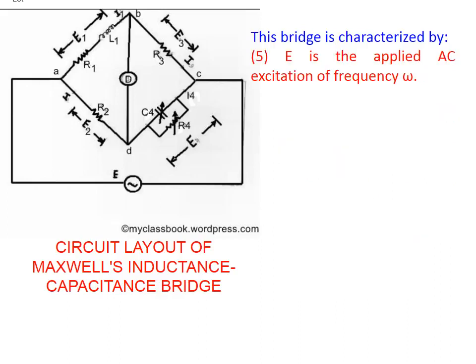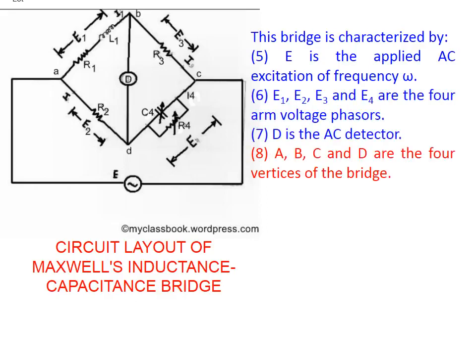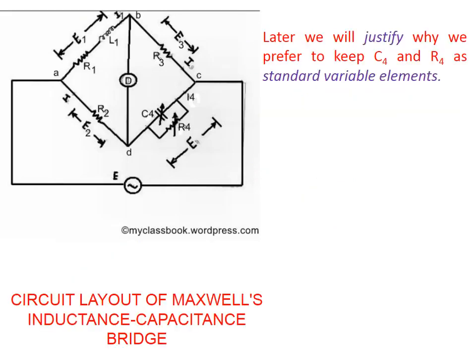E is the applied AC excitation of frequency omega. E1, E2, E3 and E4 are the 4 arm voltage phasors. D is the AC detector. A, B, C and D are the 4 vertices of the bridge. I1, I2, I3 and I4 are the 4 arm current phasors. Later, we will justify why we prefer to keep capacitor C4 and resistor R4 as standard variable elements.